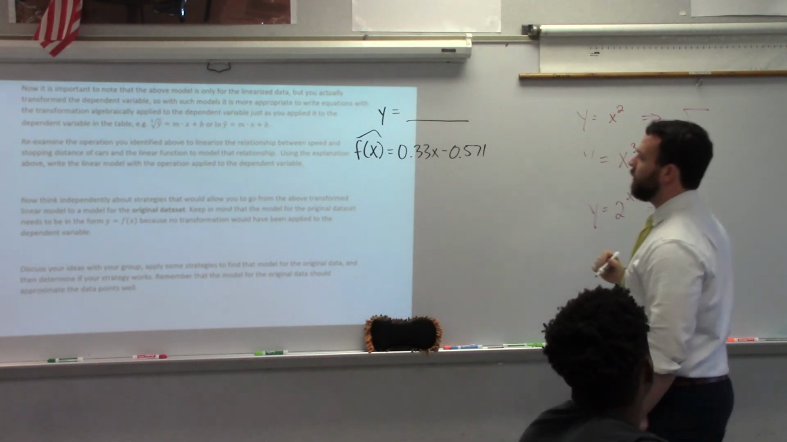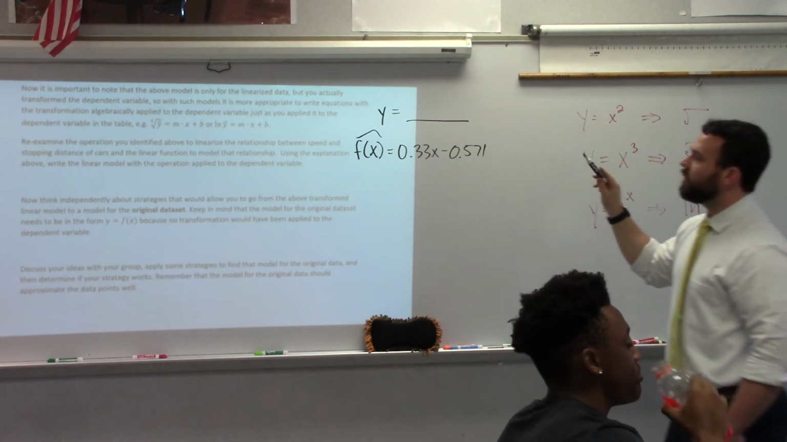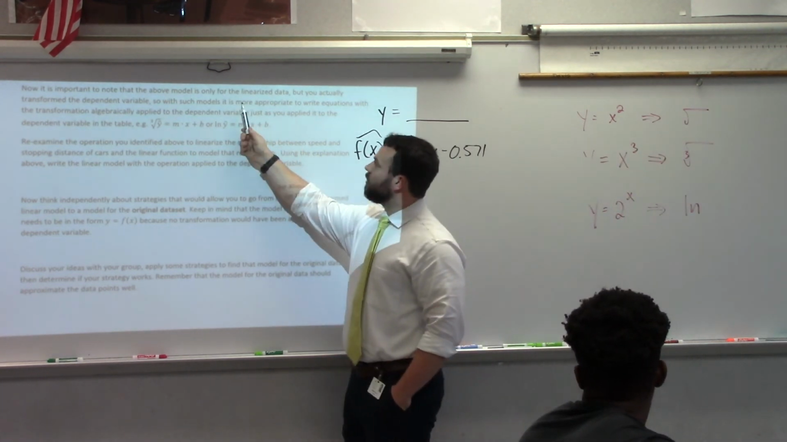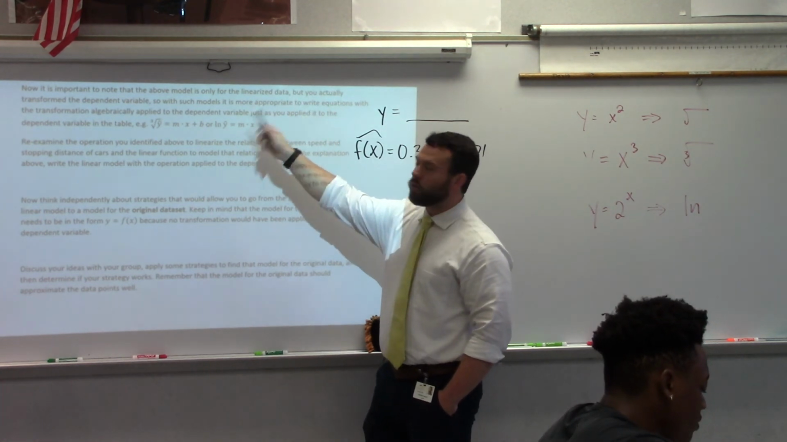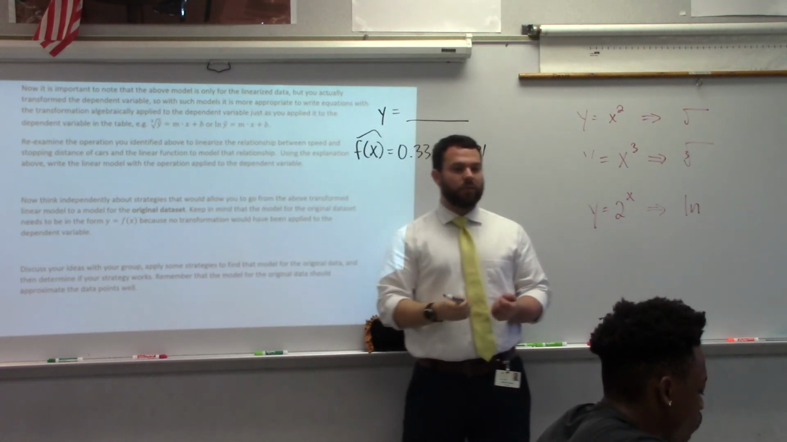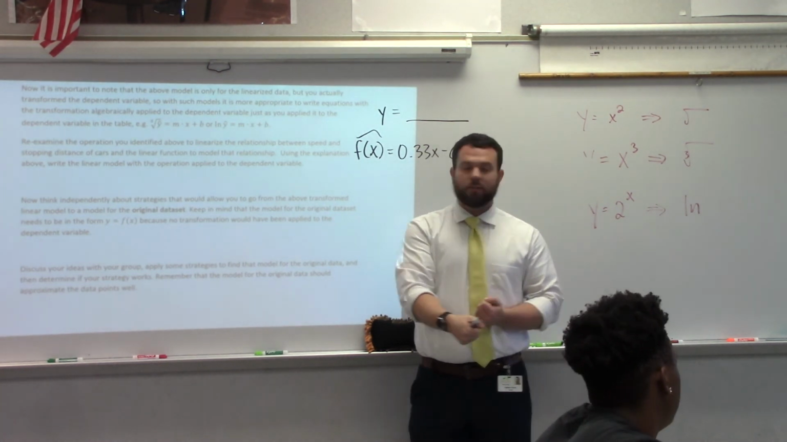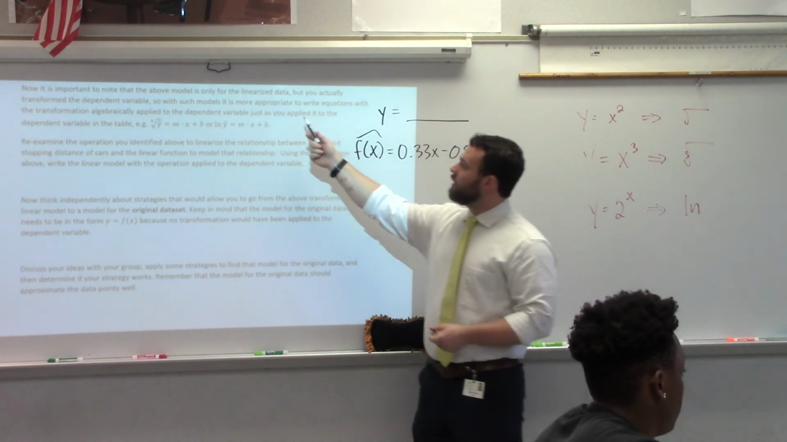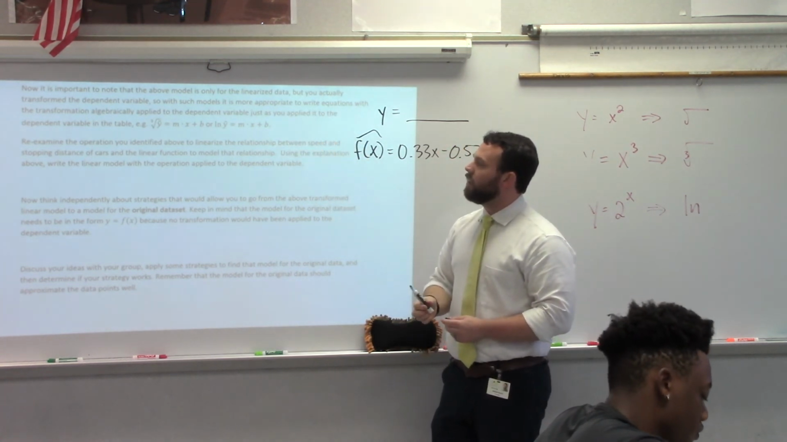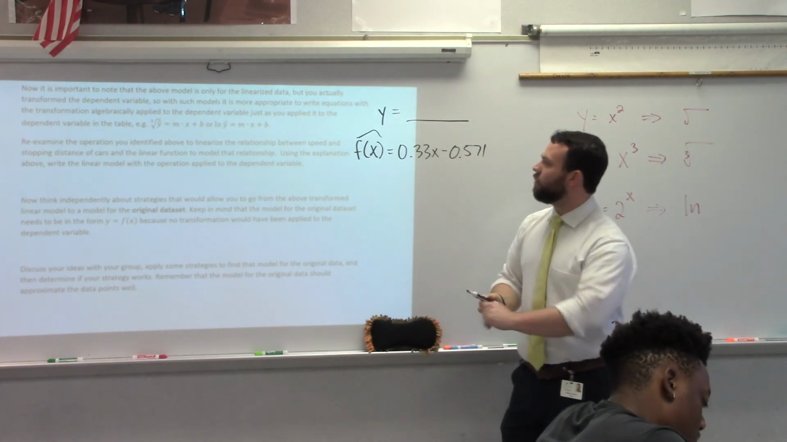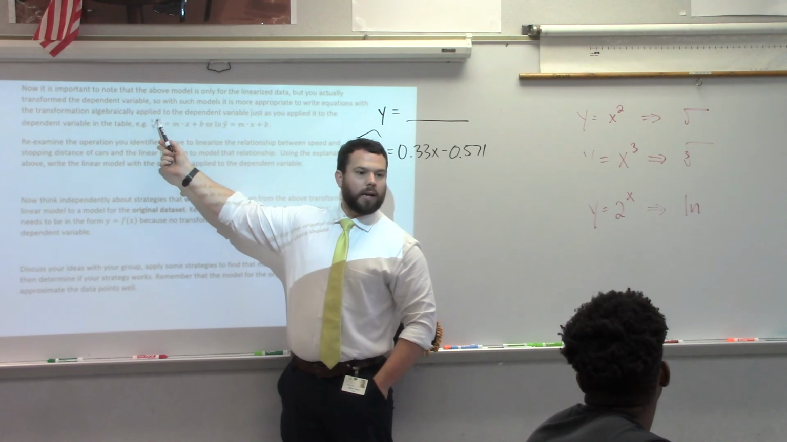Now, this is where we're really going to pick up tomorrow, but I need you to write this down before we get started. It is important to note that the above model is only for the linearized data, but you actually transformed the dependent variable. Didn't you take the square root of the stopping distance? Yes. So with such models, it is more appropriate to write equations with the transformation algebraically applied to the dependent variable. So notice here how it's written as the cube root of y hat.